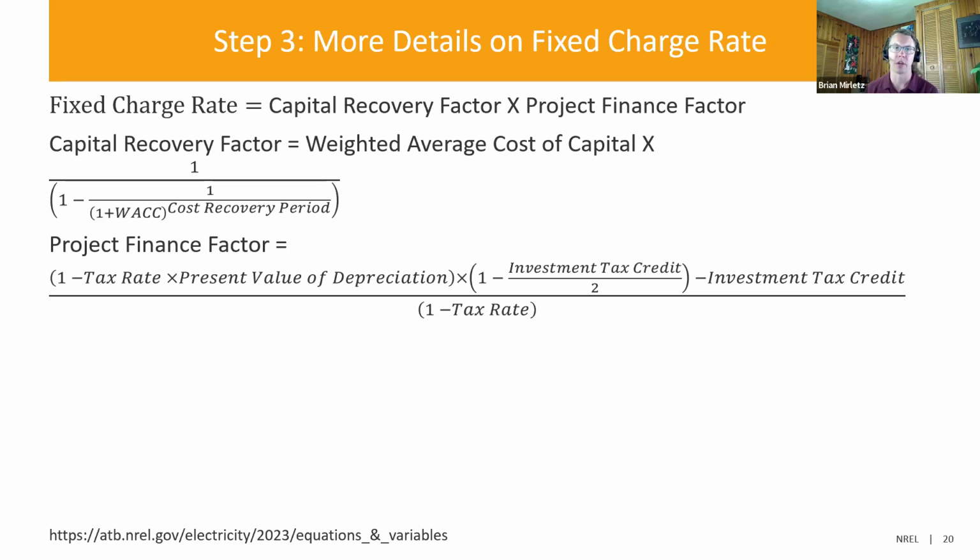The default cost recovery period in the ATB is 30 years, but we provide options in the spreadsheet in ATB-calc for 20 years or the technical life of a technology. The project finance factor includes the tax rate, the present value of depreciation, and the investment tax credit. And note that the investment tax credit term shows up twice because the investment tax credit reduces the depreciation basis when it is used with a technology.